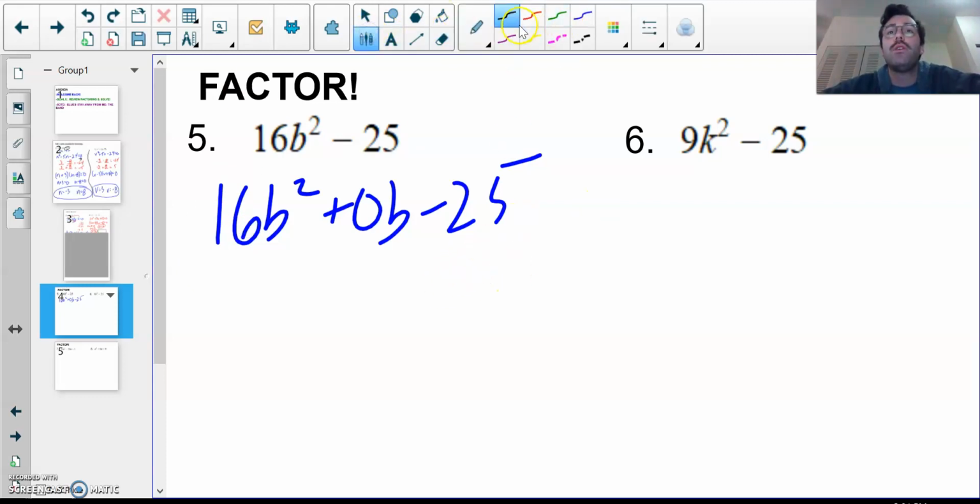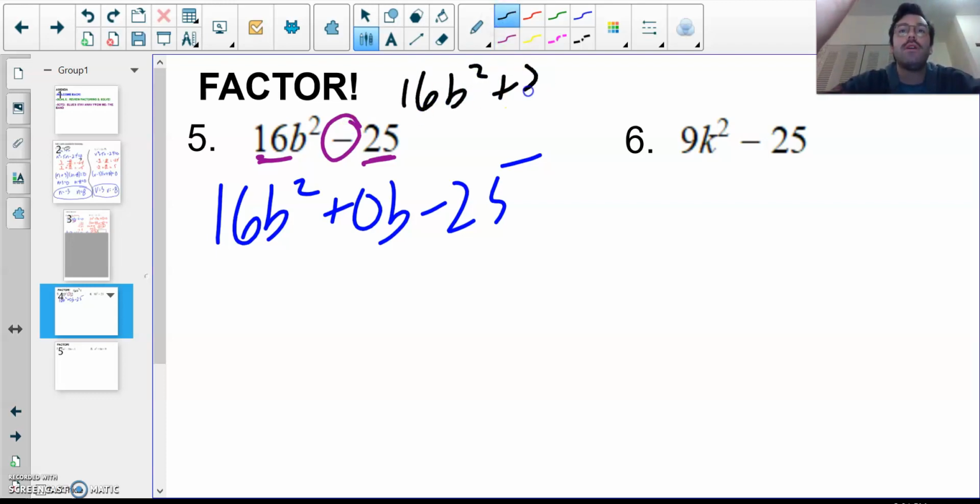The only time you're going to do it, well, I don't like to say only, but most of the time that you'll do this is when these two numbers here are perfect squares and there's a subtraction symbol. If this were 16b squared plus 25, I wouldn't be able to do that. But since it's minus 25, I can go for it.